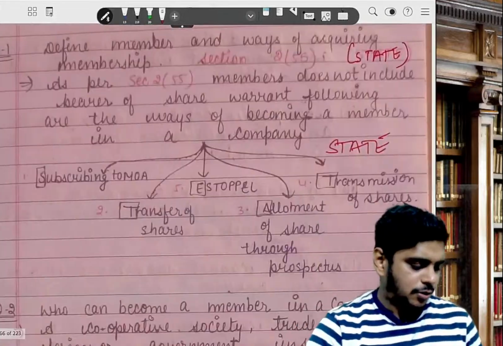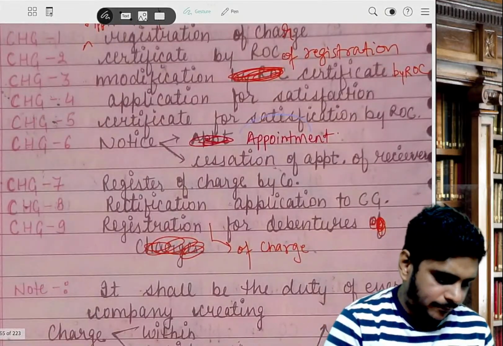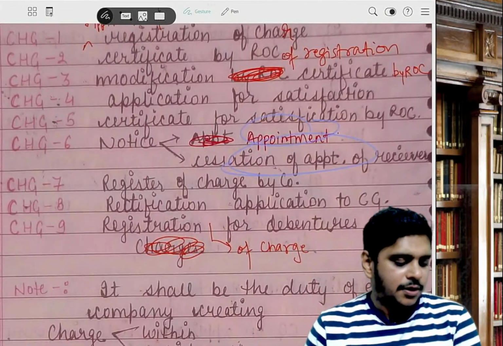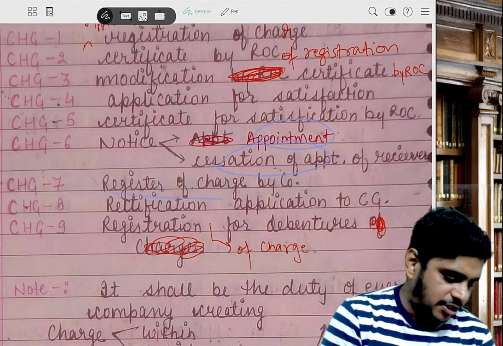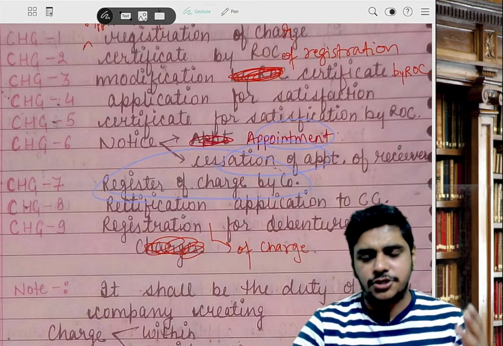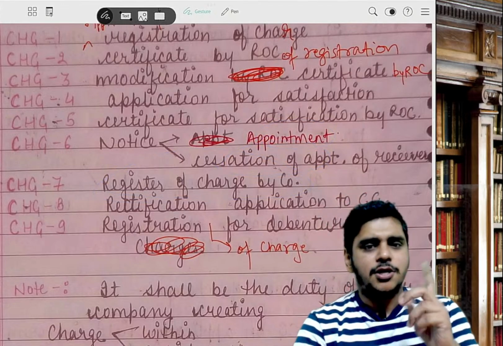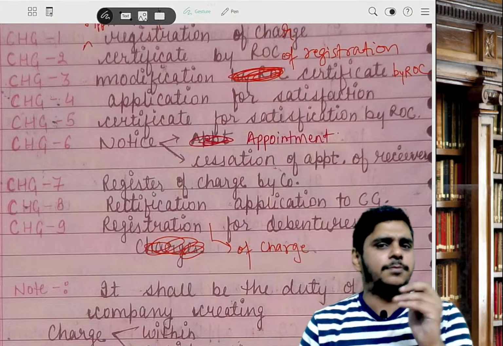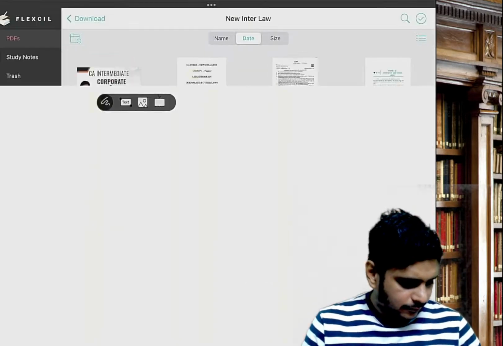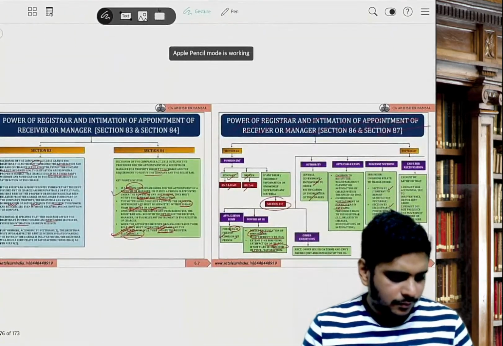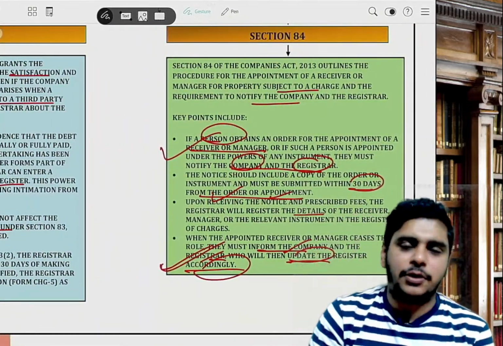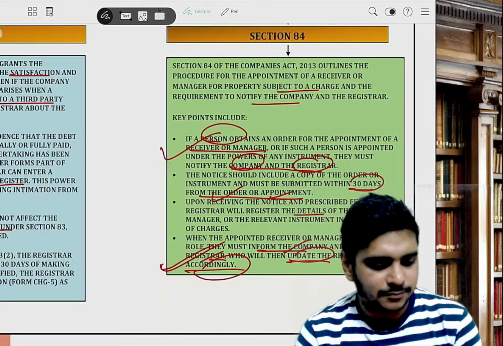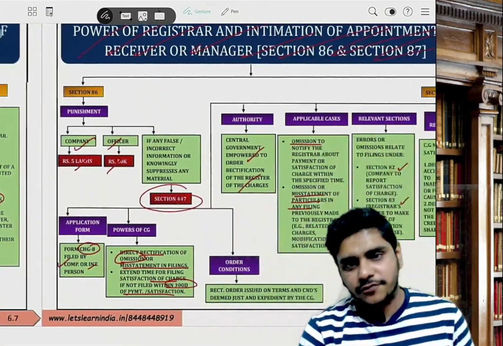CHG 6. Notice of appointment or cessation of appointment of the receiver, CHG 6. CHG 7 is the register of charges by the company. So I generally forget CHG 7, register of charges by company. Understood? So whether you are appointing him or whether the appointment is getting cancelled, you inform the ROC in CHG 6. CHG 7 is the register of charges.